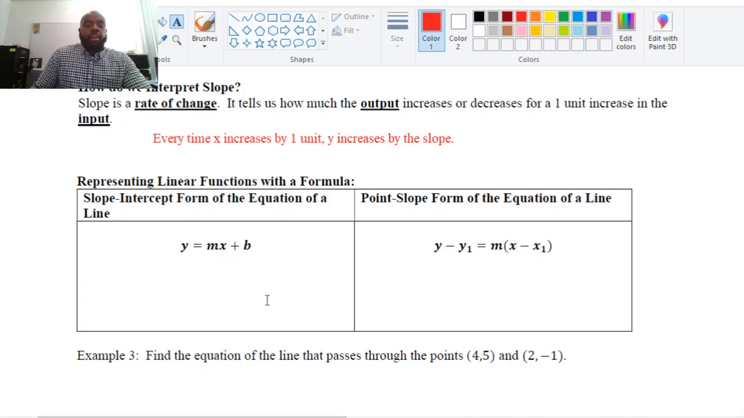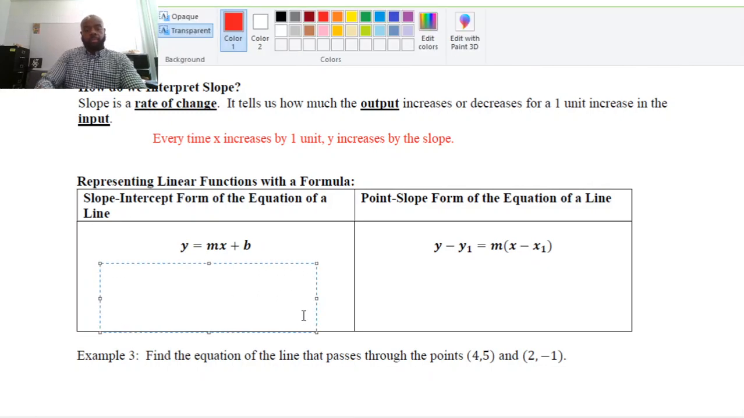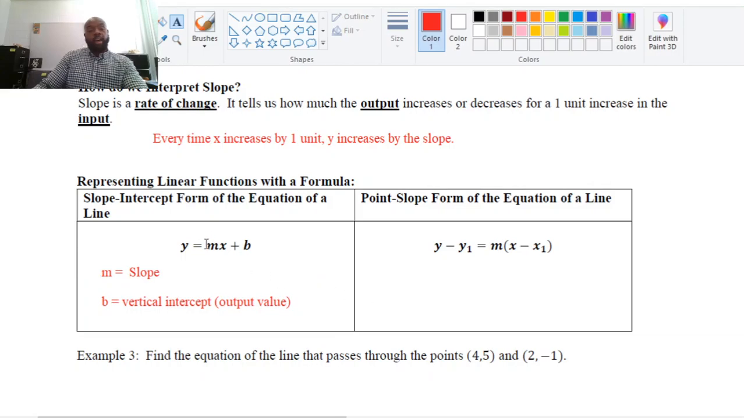Some additional information about your linear functions is that we have a couple of equations of lines that we want to review. One is the slope-intercept form of the equation of a line, which is given by y equals mx plus b. Here, m equals the slope, and b equals your vertical intercept. All right? And so if you know the y-coordinate of your vertical intercept, the output value of your vertical intercept, then you have the values that will give you the full equation of your line.